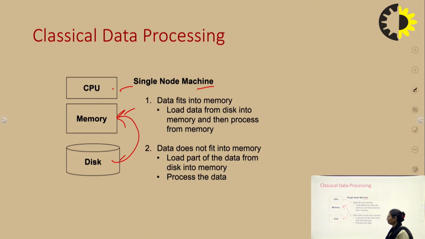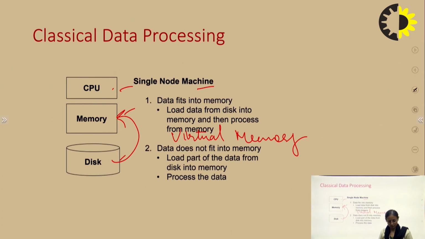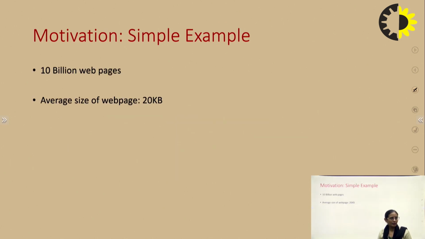If the data does not fit into the memory, then we use the concept of virtual memory, that is, we load part of the data from disk into the memory and then process it. Why can't we use this classical data processing, and why are we going towards MapReduce? For example, we have 10 billion web pages, and the average size of a web page is approximately 20 KB. Then the total size becomes 200 TB.